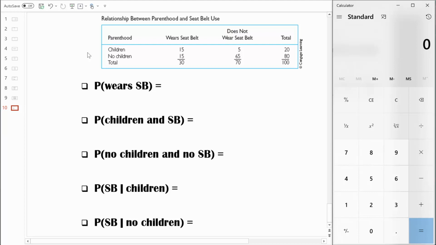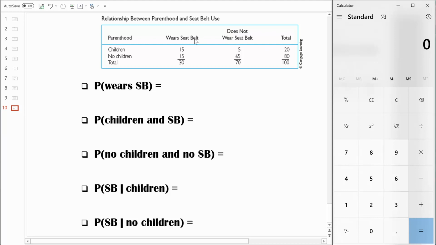Let's look a little bit more closely at our data. We're essentially comparing 2 groups based on their parenthood status. Some people have children. There are 20 of those people. Some people have no children. There are 80 of those people. So there are 100 people altogether. In these tables, our sample size is always in that lower right-hand corner.